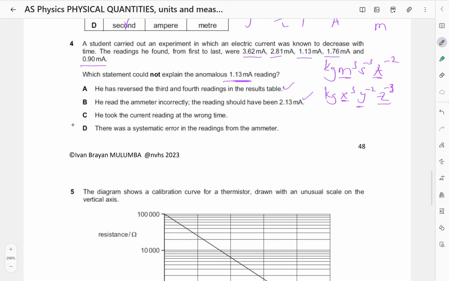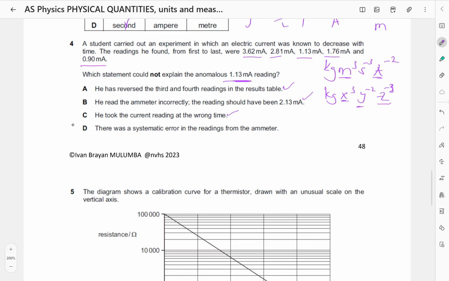He took the current reading at the wrong time. This one does not make any sense, but is also very possible. He might have taken the current reading at the wrong time.